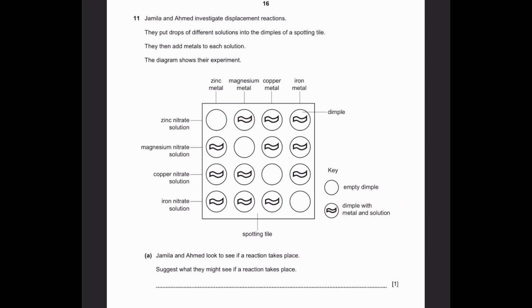A. Jamila and Ahmed look to see if a reaction takes place. Suggest what they might see if a reaction takes place. So we can see that there are 12 dimples with metal and solution. So out of these, few of them will have a reaction. And what will they see if the reaction takes place? Obviously, they will see bubbles coming out of the dimple. Bubbles escaping from the dimple.